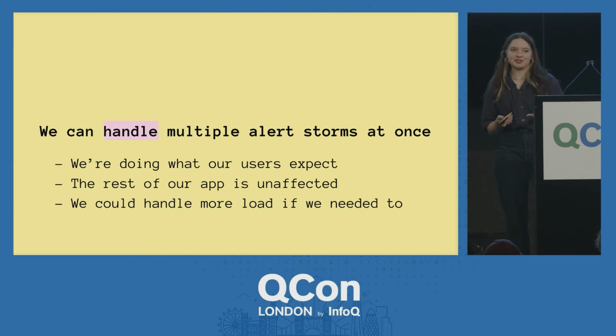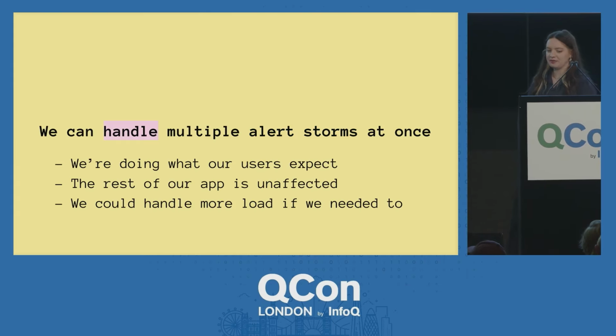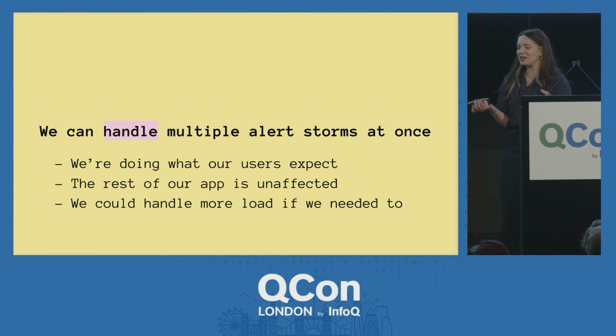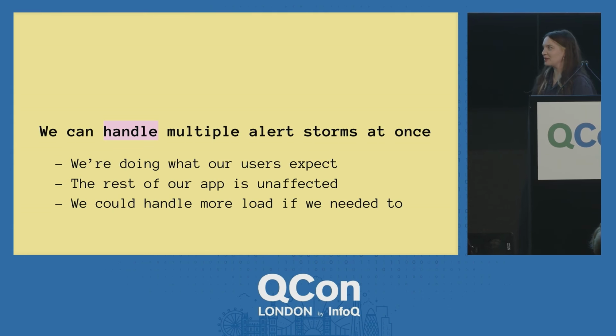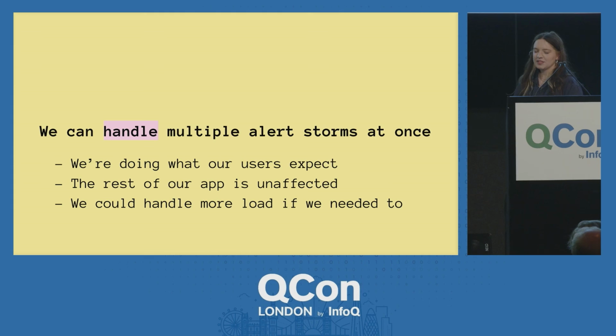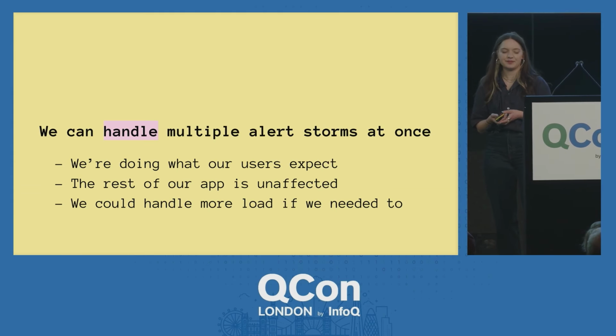So our success criteria is knowing that our observability tooling will show us that we're fine. And fine can mean a lot of different things. For me, handle meant we're doing exactly what our users expect all the time. The rest of our app is unaffected, so we're not pulling on resources that we shouldn't be. And if we needed to, we could probably handle a little bit more load comfortably. So now we want to actually apply that load and see if we are really handling it.